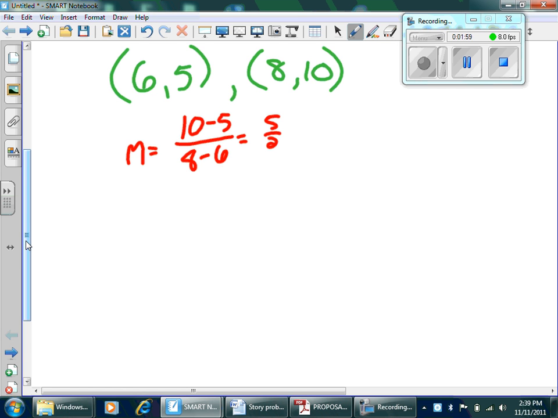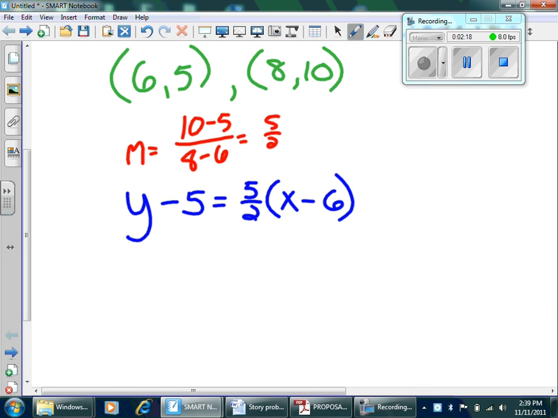Some of you will like this better than the way I did it Friday. You pick the way you like better, okay? Both ways are very good. One is not better than the other. So I'm going to take y minus 5 equals 5 over 2 times x minus 6. I'm going to convert that to slope-intercept form. Then I'll find my y-intercept just by doing the algebra.